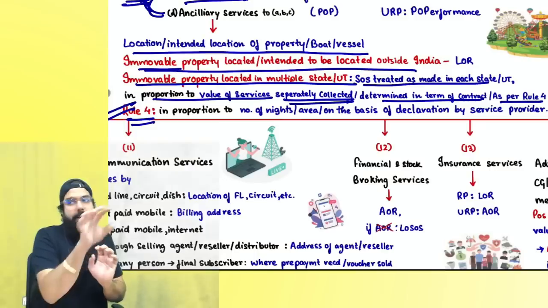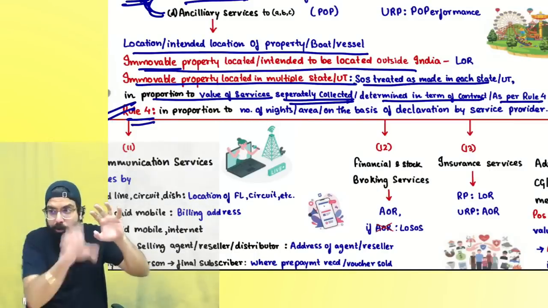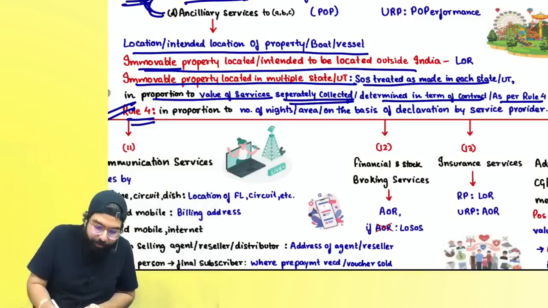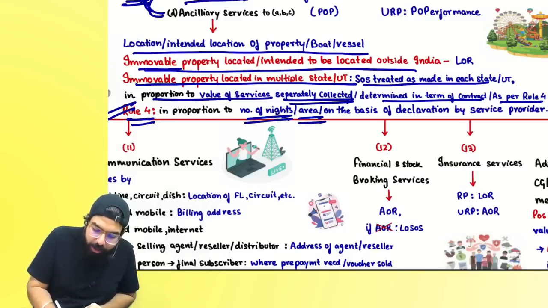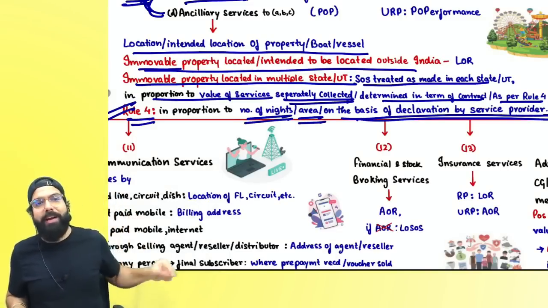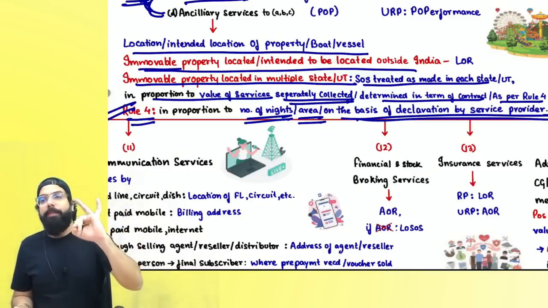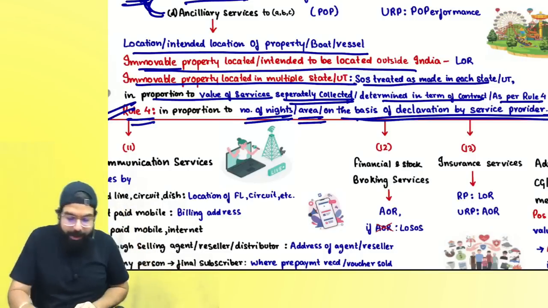Rule number 4 goes ahead and says the value of supply. See, place of supply is in multiple states, so value has to be apportioned. How will you do the apportionment? On the basis of A, N and D. A for area, N for number of nights, and D for declaration by the service provider. You remember rule number 4 talks about A, N and D: area, nights, and declaration by the service provider.